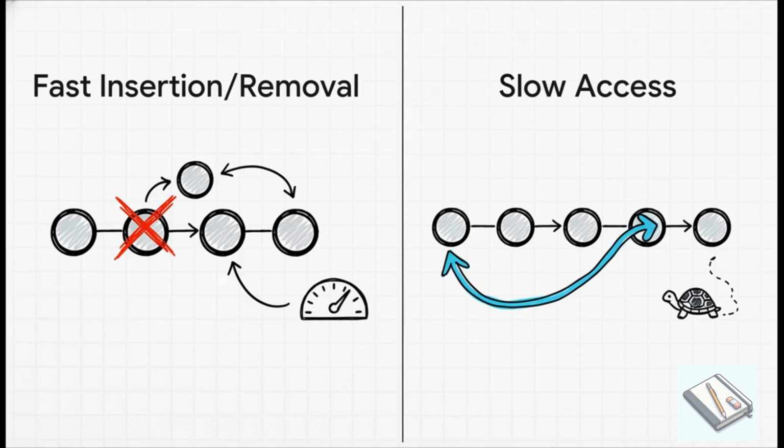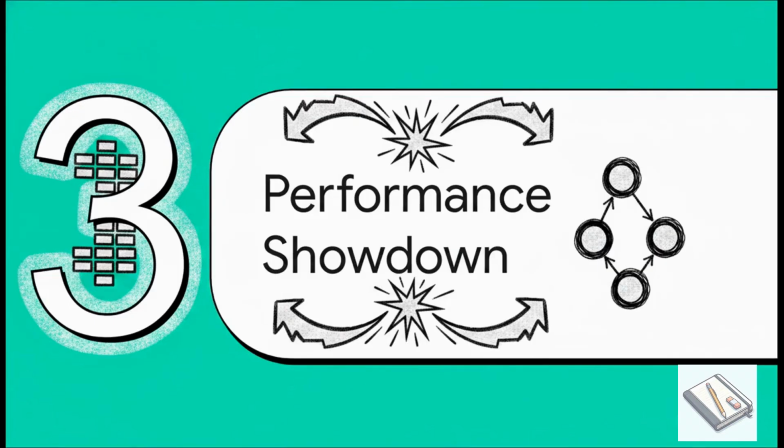Because all you have to do is find the spot and just rewire a couple pointers. Easy. But trying to get an element at a specific index, that's our scavenger hunt. It's a slow O(n) operation, because in the worst case, you might have to walk through the entire list from the very beginning. So what we have here are two very different ways of doing the same job, each with opposite strengths and weaknesses. It is time for the performance showdown.